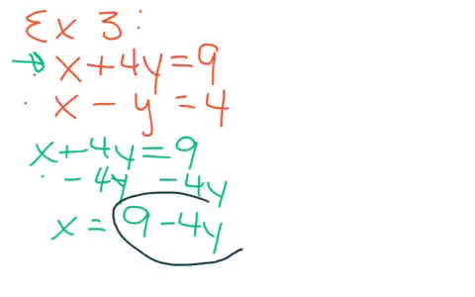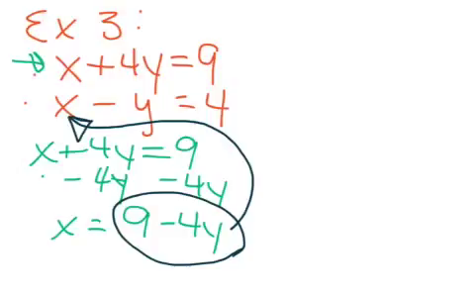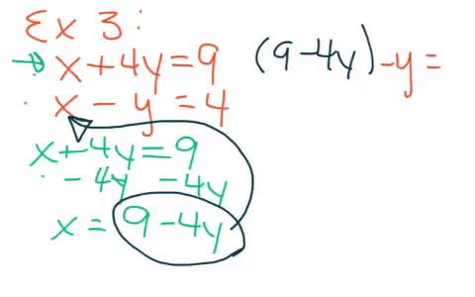So I'm going to take this 9 minus 4y and plug it in where it says x in the other equation. So now I've got 9 minus 4y in place of x, minus y equals 4.